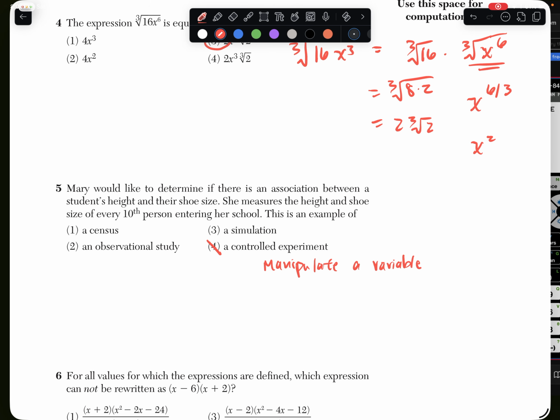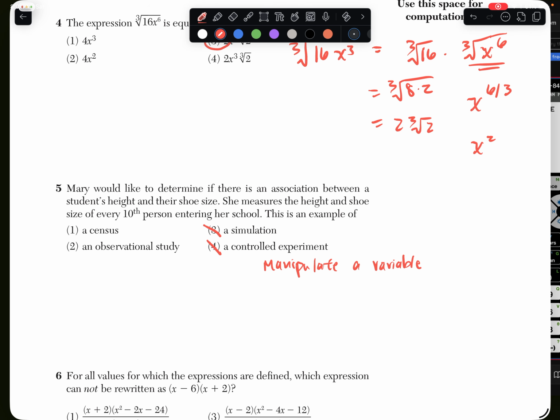So if you're taking higher level sciences, when you learn about procedures of experiment, you know that in order for an experiment to be valid, you are controlling a variable. So in biology, you might have a control experiment where you are manipulating the temperature and trying to see if there's a cause and effect relationship. In this case, she's not really manipulating anything because Mary is just collecting data. And is it a simulation? Similar logic: it's not a simulation because she's not simulating anything, she's not manipulating anything, so not a simulation.